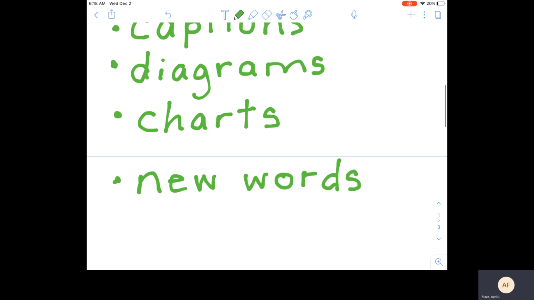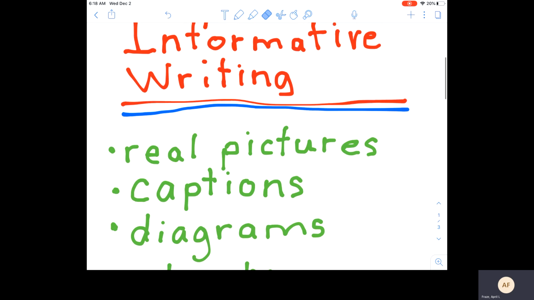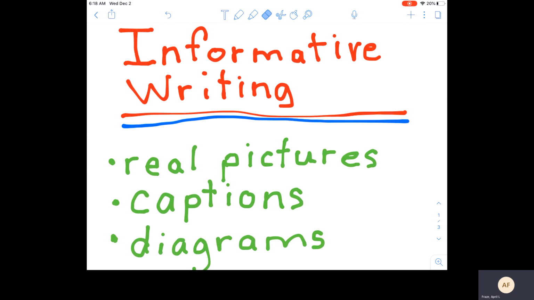Tomorrow, we'll talk a little bit more about what else we're seeing in informative writing. Today, I want you to get out your books that you looked at yesterday, and I want you to see if you can find any of these things. I also want you to look and see if there are any things that you see in your informative books that we don't have on our list.